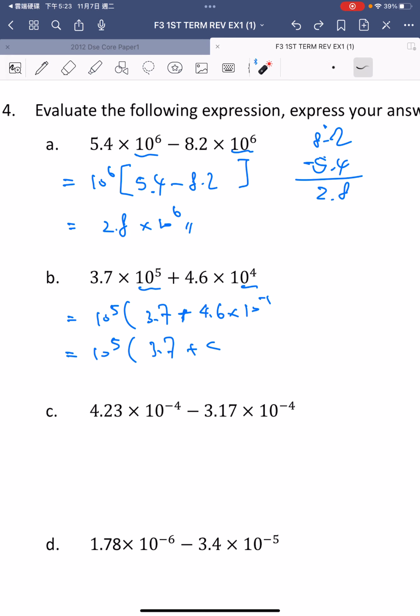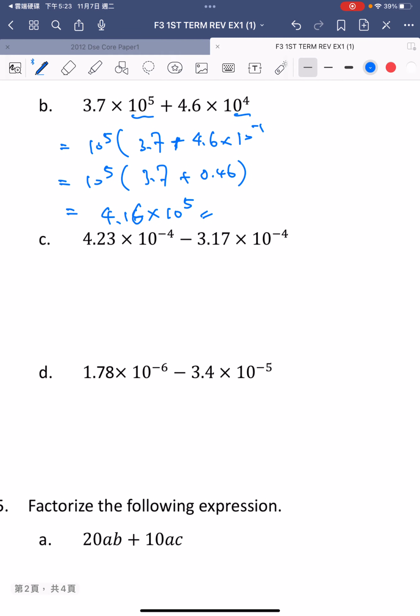So which means that this number should be moved to the left-hand side by 1 unit, which means that it's going to be plus 0.46. Then we can say that the answer should be equal to 4.16 times 10 to the power of 5.